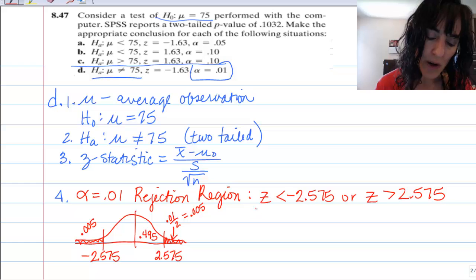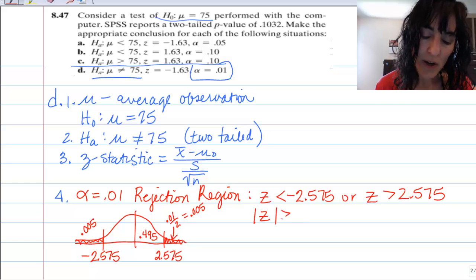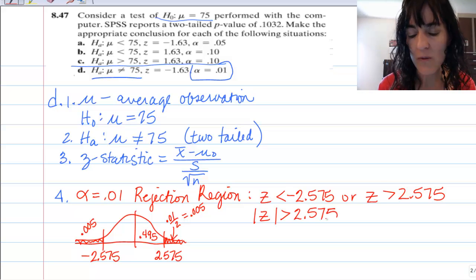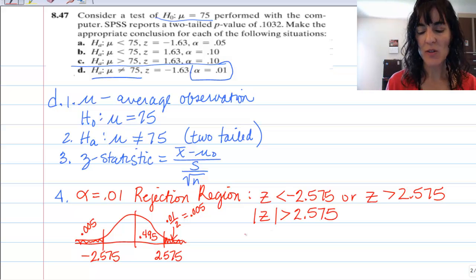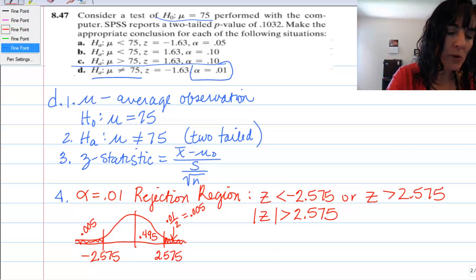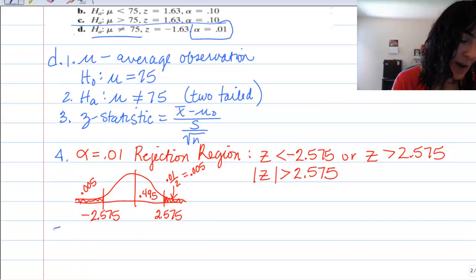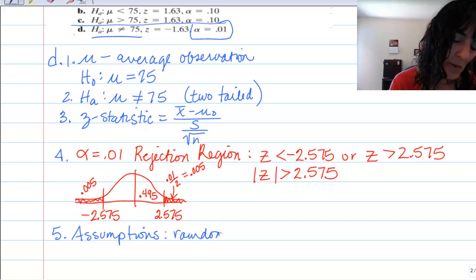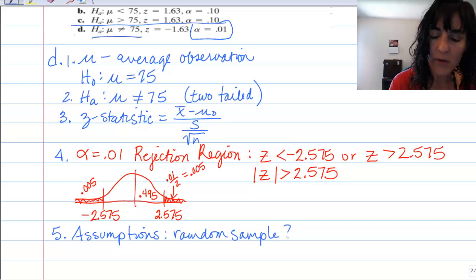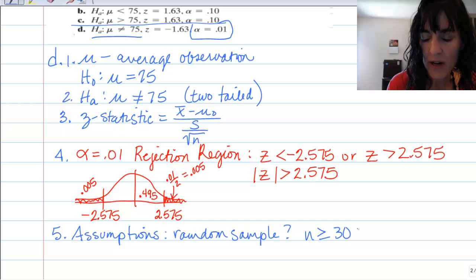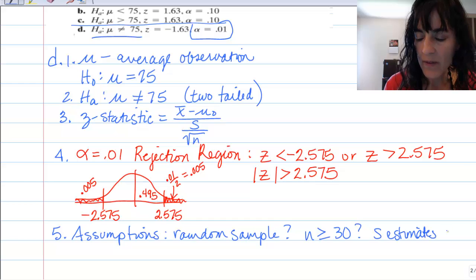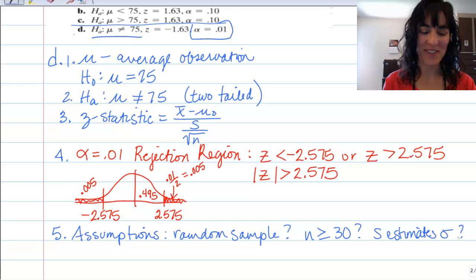I could also write that, sorry, as the absolute value of Z is greater than 2.575. Okay, so there's two ways of stating my rejection region for this problem. And now I want to go back to my blue because I will do step 5, which is the assumptions. And remember, random sample, and we don't know, n is greater than or equal to 30, we don't know, and S estimates sigma, and we really don't know that either for this one.